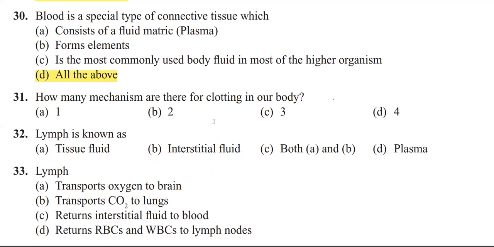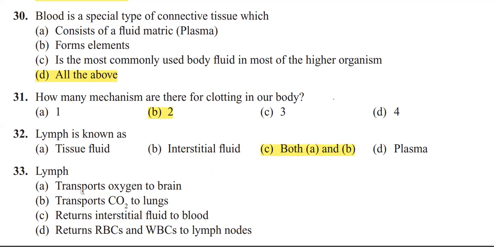How many mechanisms are there for clotting in our body? Intrinsic only, both intrinsic and extrinsic, 3, 4. So option is both intrinsic and extrinsic. Lymph is known as a tissue fluid, interstitial fluid, both A and B, and plasma. Both A and B.